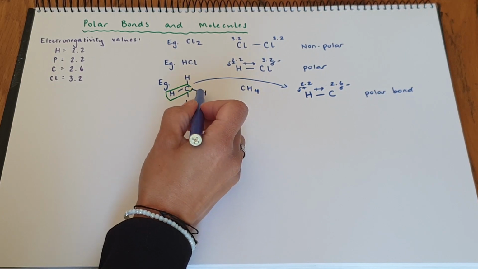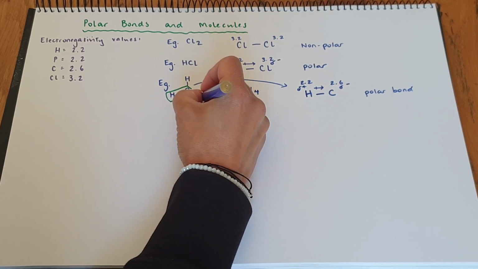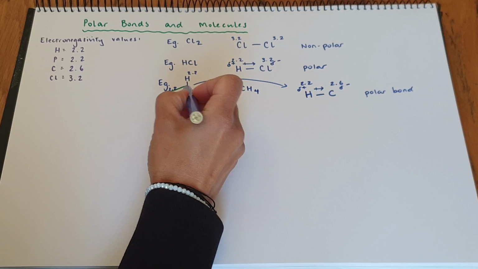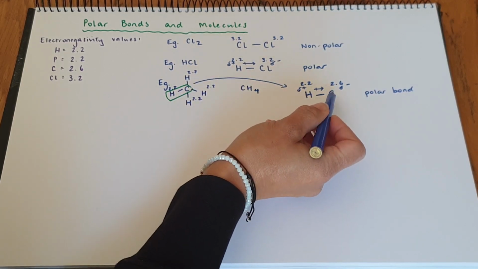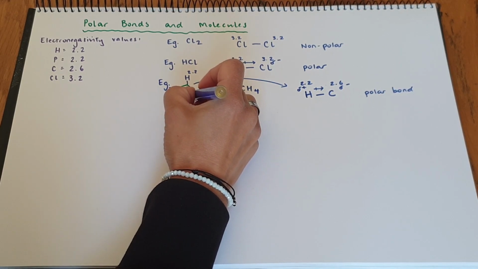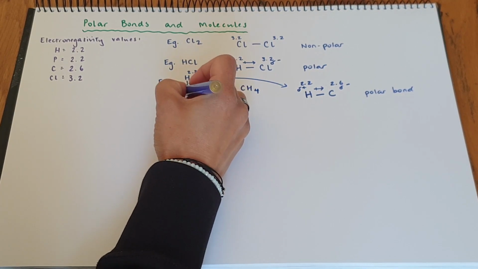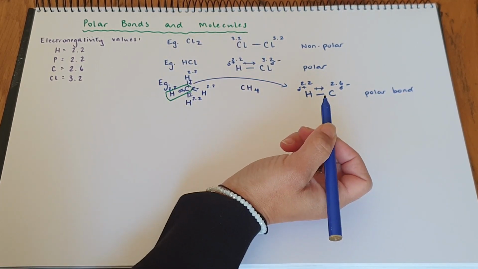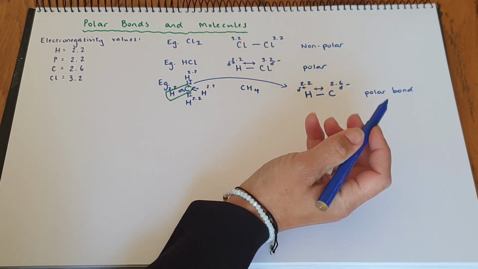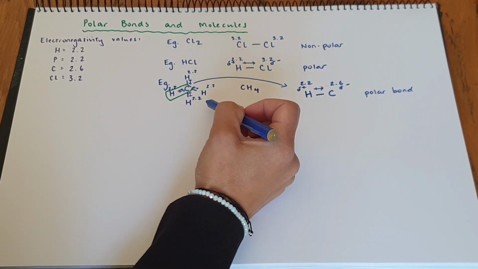All of these hydrogens have a 2.2 electronegativity value, 2.2, 2.2, and the carbon has that 2.6. So if I put this back in here, all these electrons want to sit more towards the carbon. But what we're trying to identify now is whether this is a polar molecule. We know the bond inside it is polar, but is the molecule polar?